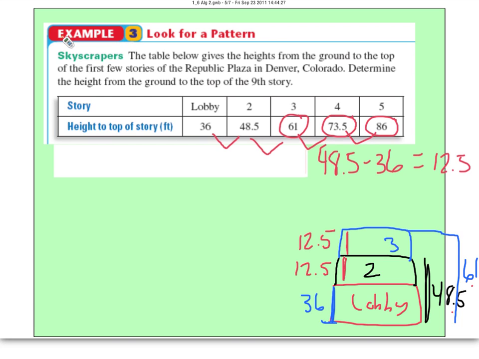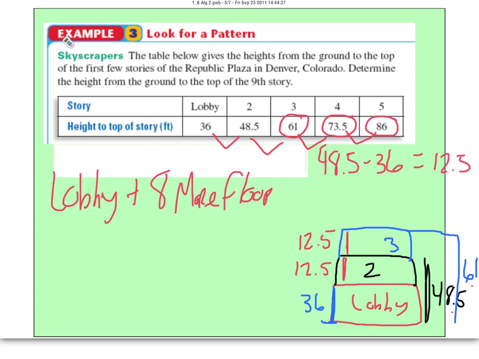Sure. Well, the 9th floor is going to be the lobby plus 8 more floors because the lobby counts as floor 1, right? This is my verbal model. Okay, I'm going to write an algebraic model. That's easy enough. The height of the lobby is 36. Plus, I'm going to have 8 more floors at 12.5 feet per floor.